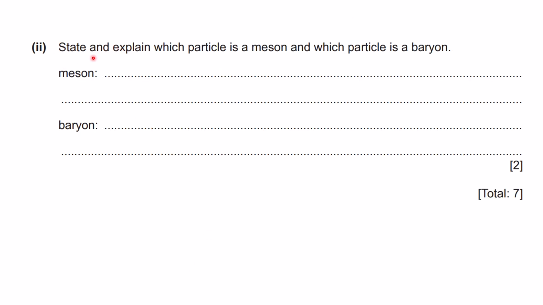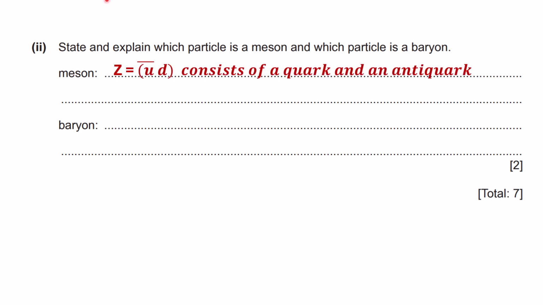And now it is asking to state and explain which particle is a meson and which particle is a baryon. So the meson is Z because it consists of a quark and an antiquark, and the baryon is Y because it consists of 3 quarks.